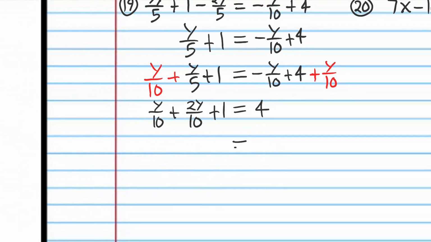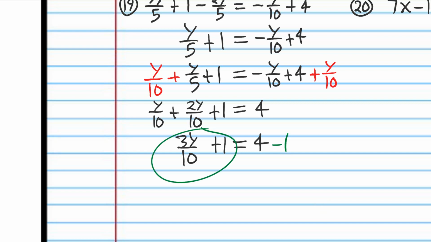So now we can combine the y's. We can finally combine those y's. 1y plus 2y is 3y. And let's see here. Now we're ready to get the numbers on the other side. Because our letters are all on this side, we have to get the numbers on the other side. So subtract 1 from both sides. We have 3y over 10.